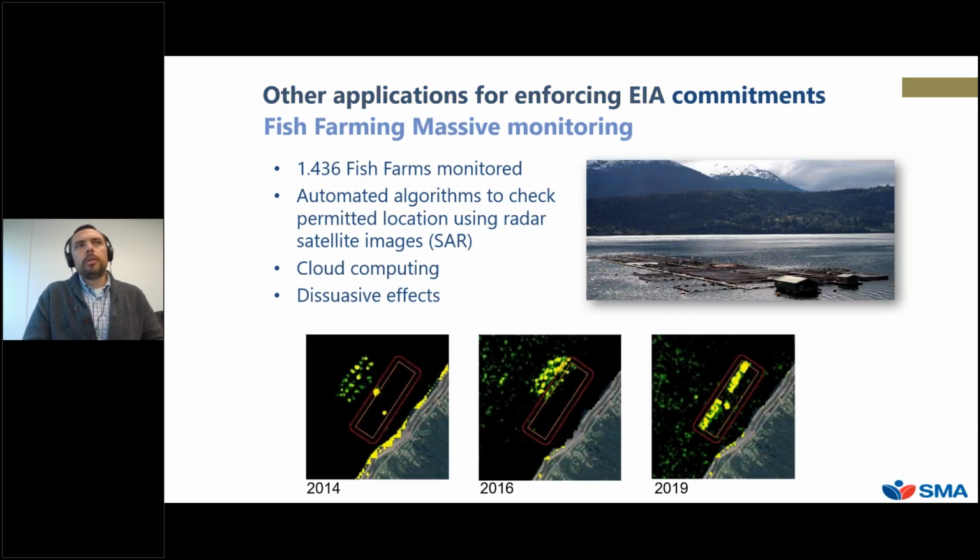The same idea is very similar for fish farming. We have thousands of fish farms in the south of Chile, and we are using automated algorithms to check if they are compliant with the permitted location. For this, we use radar satellite images and cloud computing, and it has a very clear dissuasive effect. You can see there the compliance of a specific fish farm after some years.